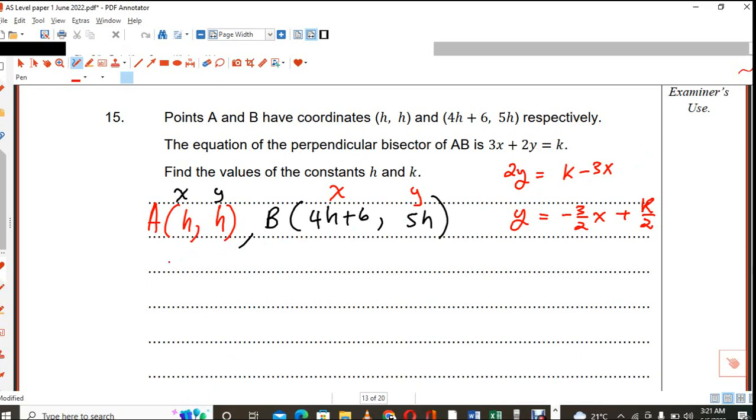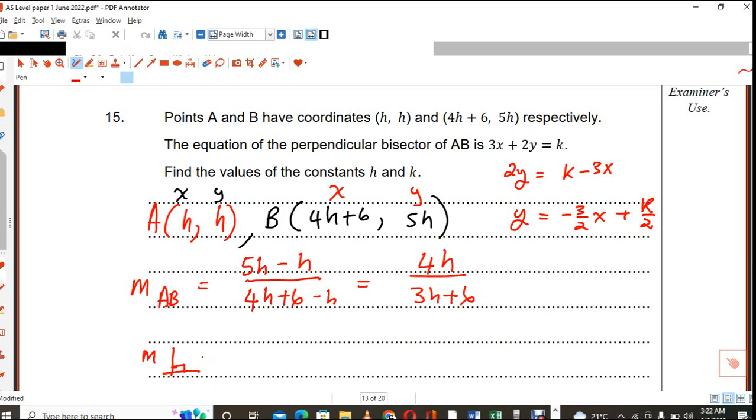Good. Now, because they ask us to find the value or values of h and k from that equation there, let us first calculate the gradient of AB. The gradient of AB, remember, is delta y over delta x. So I'm taking 5h minus h over 4h plus 6 minus h. This gives us 4h over 3h plus 6. So that's the gradient. Now, the gradient of the perpendicular bisector, the line that will cut it in half, is going to be the opposite of that, and you just swap these around.